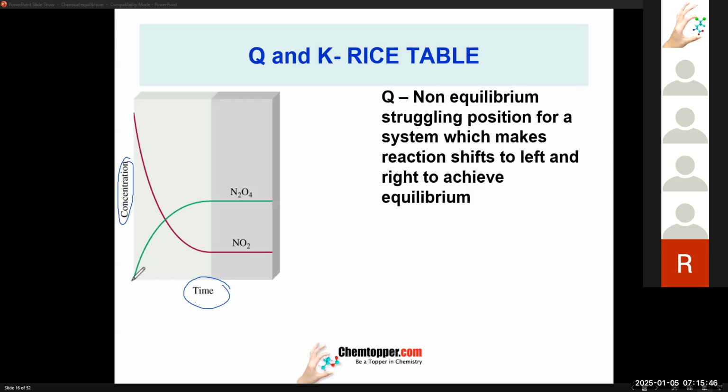Time. What's the value of this time? 0. And I'm going to call it initial. And what has happened here, children? There is no further change in the concentration. So this part represents, yes, please answer, this part represents that there is equilibrium.